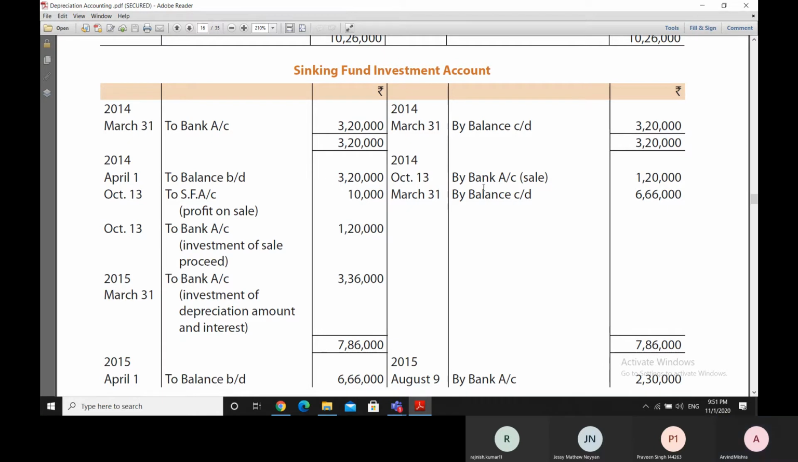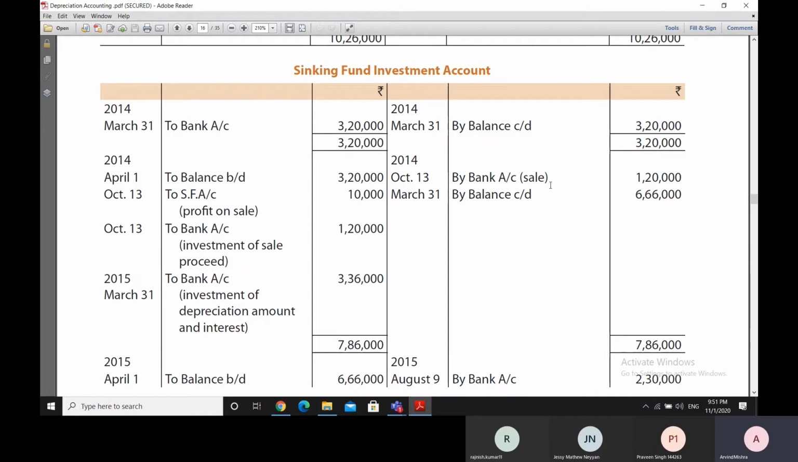Thereafter, we make a sale of 1,20,000 rupees of securities or specific investments that was actually worth 1,10,000 rupees. So when we make that sale, we get 1,20,000 rupees into our bank account.